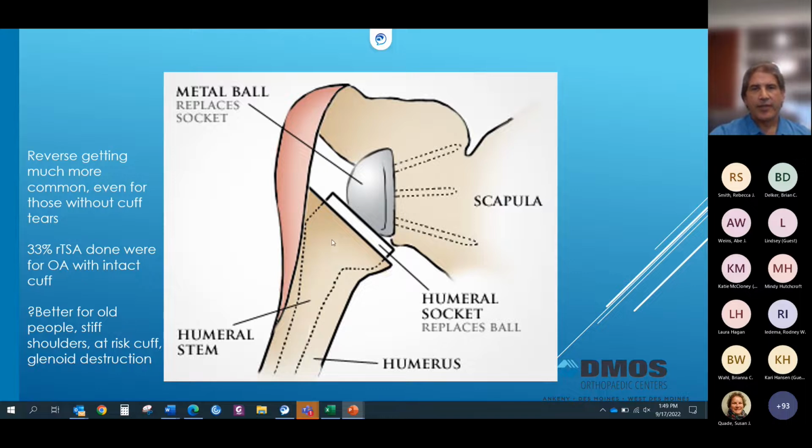And then on this side, there's usually a stem down the humerus and a cupped plastic disc that goes onto this. And it stretches out that deltoid that was loose in that last picture. It puts the deltoid on tension and allows the deltoid to be a stronger elevator of the arm.